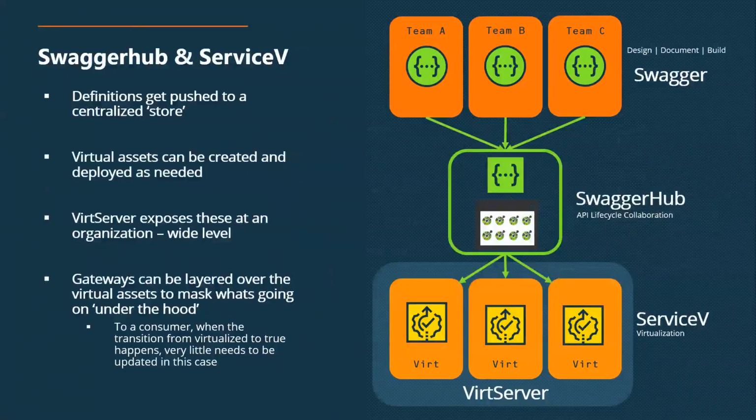When we jump into actual Service V virtualization, this allows us to pass in the API definition and then go ahead and have our virts sitting on there as well as deployed virtual services. So definitions get pushed to a centralized store. Virtual assets can be created and deployed as needed. Virt server exposes these at an organization-wide level, and gateways can be layered over the virtual assets to mask what's going on under the hood. This will probably make a bit more sense when we jump into a demo.